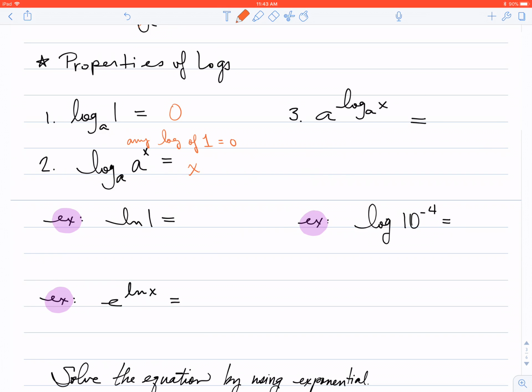This goes back to the undo buttons. Think about the fact that a log and a power undo each other. Logs and exponentials undo each other.